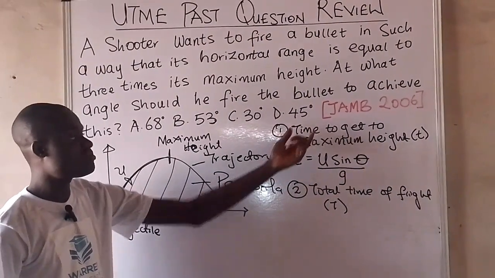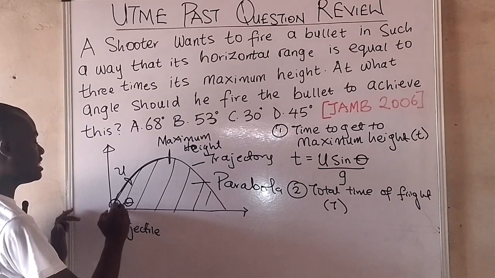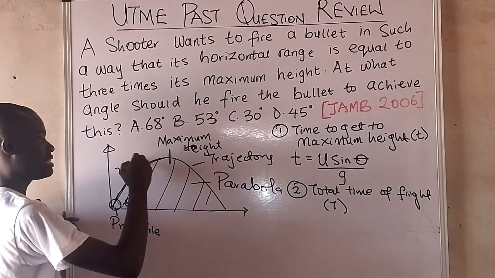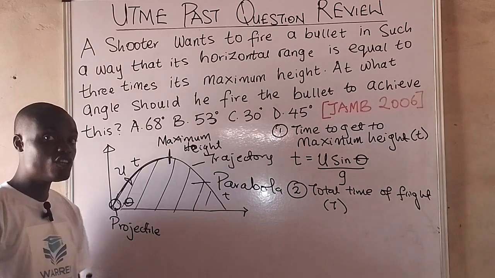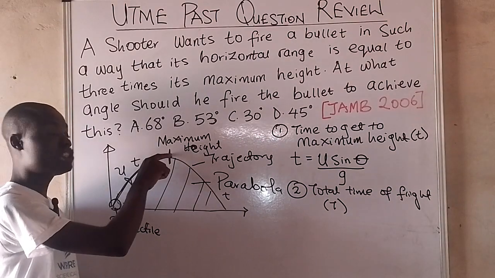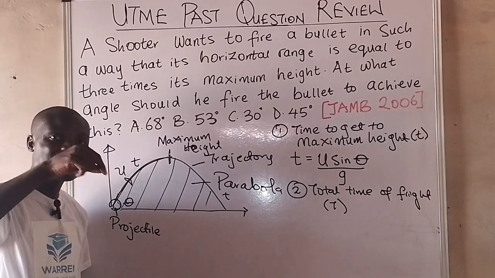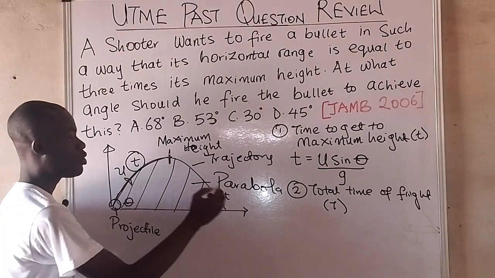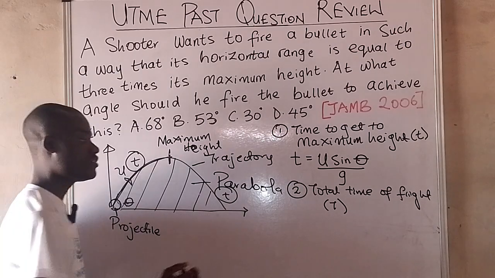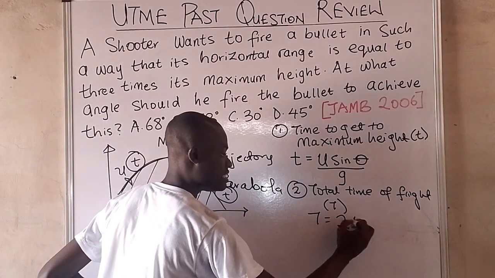Mind you, the time to get to maximum height is represented with small t. If it takes the body t to travel from here to here, it will take the body t to fall back. If it takes the body 2 seconds to get to this point, it will take 2 seconds to come down. So our time of flight is equal to t plus t, which gives us 2t.